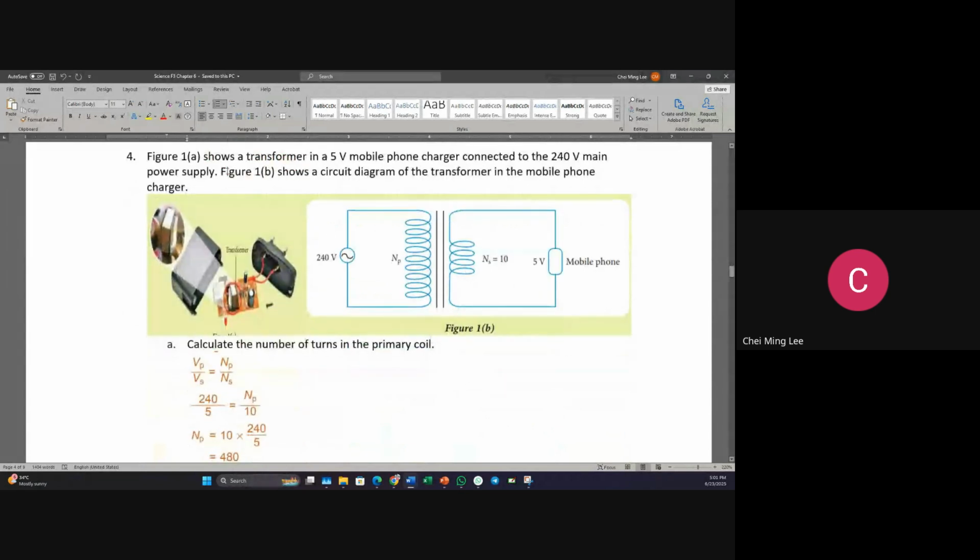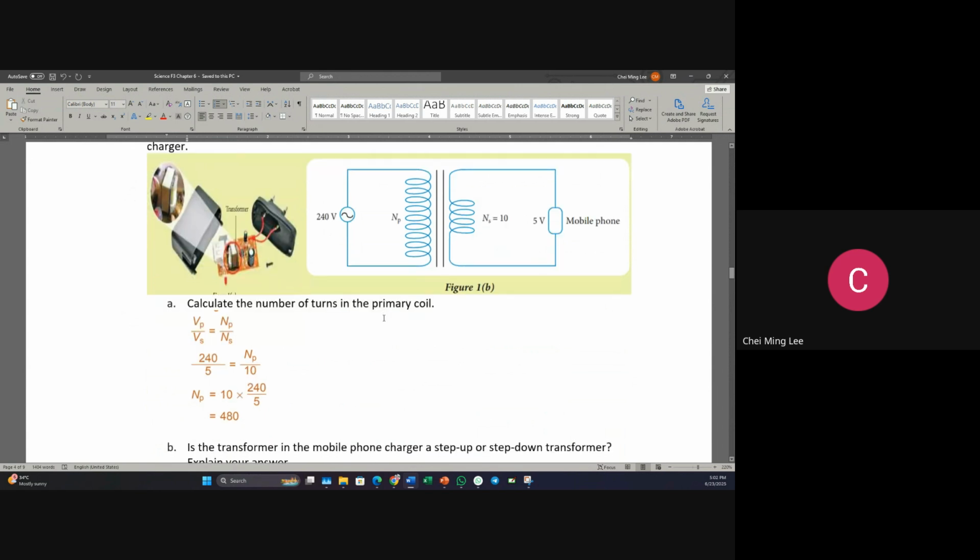Now, the figure shows the transformer in a 5-volt mobile phone charger connected to the 240-volt mains power supply. Figure B shows a circuit diagram of the transformer in the mobile phone charger. It wants you to calculate the number of turns in the primary coil. So you see, 240 over 5 equals NP over 10. So when you move this here, you will get 480 turns. Correct? You did it correctly?